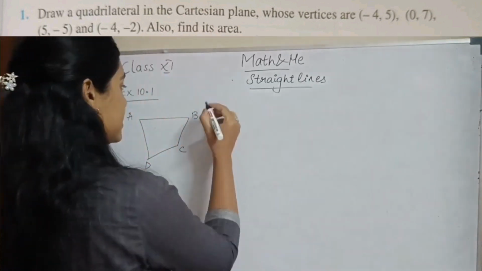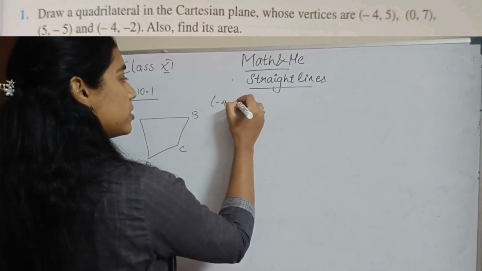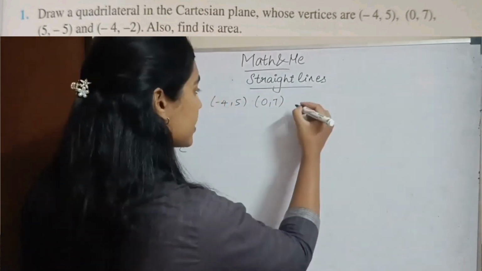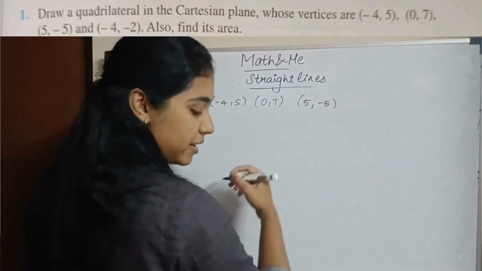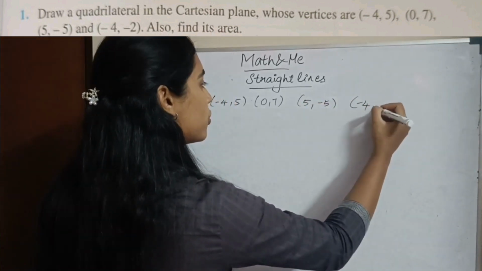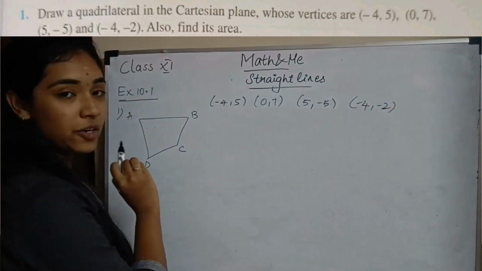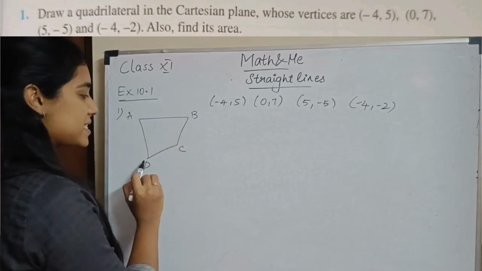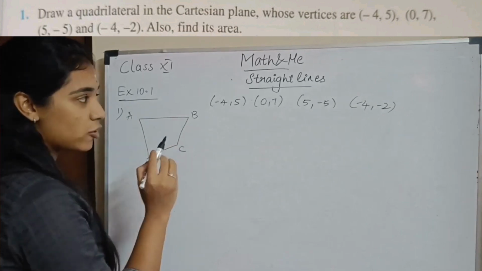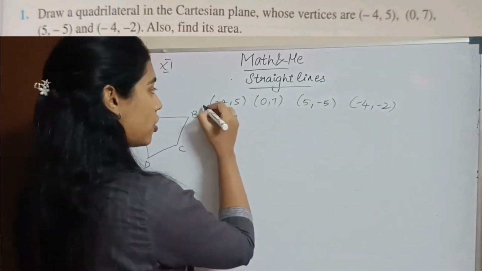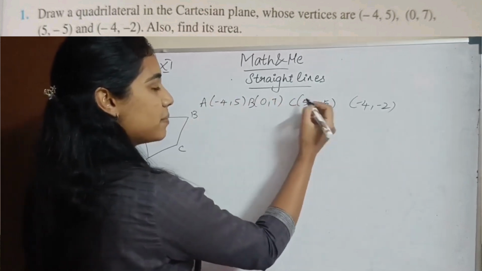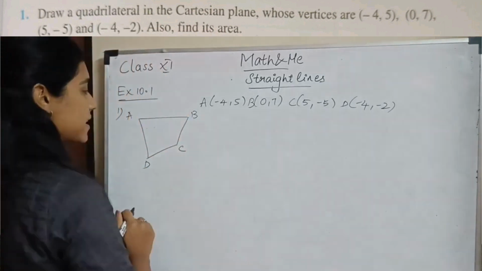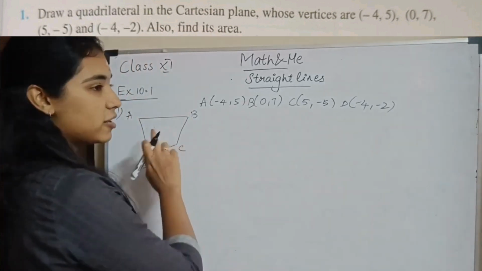So you have the coordinates (-4, 5), (0, 7), (5, -5), (-4, -2). It is always better to take the points of the quadrilateral in a cyclic format. Don't take A, C, B and D. Let it always be cyclic, and also take the given points in the given order and mark them as A, B, C and D. It is always better to avoid confusion. Okay. So this is given.